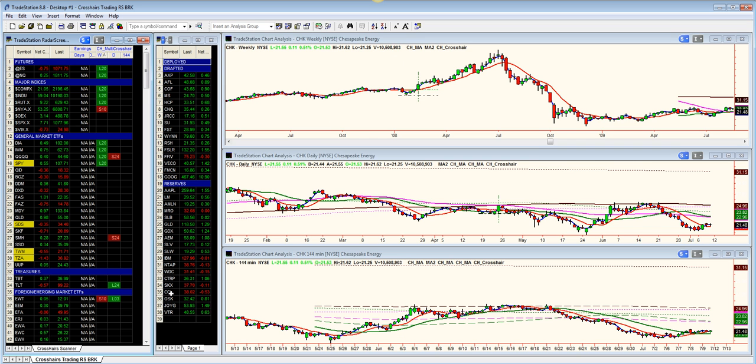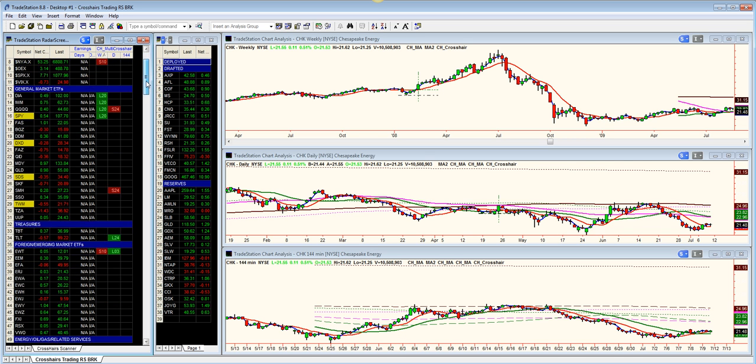So this is the Crosshairs trading platform. You can download this whole strategy and all of this information down into your TradeStation account. If you do not have TradeStation, you can actually follow our webinars and follow along with us as we locate high probability trades.